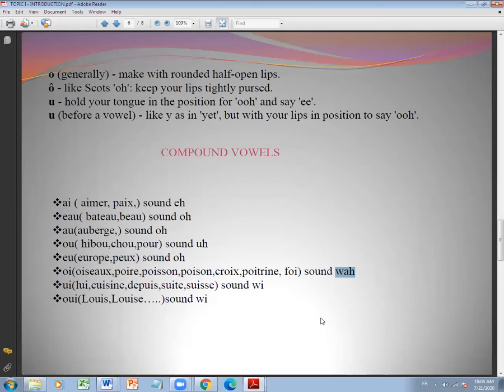Okay. Next one is croix. Croix is the cross. Then poitrine. Poitrine, that is correct. Then foie.